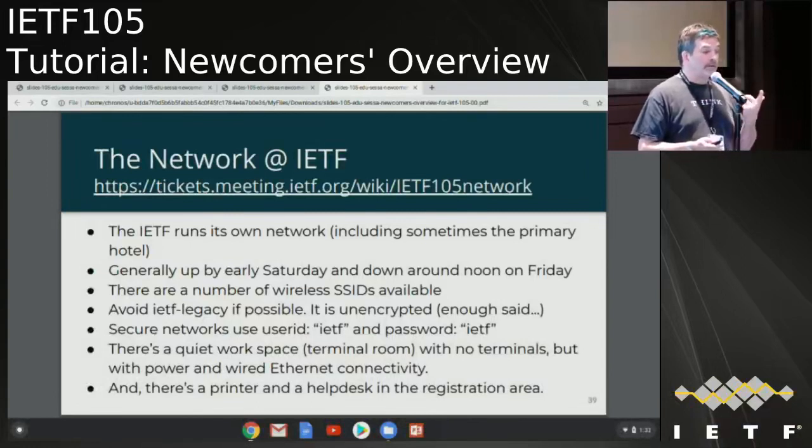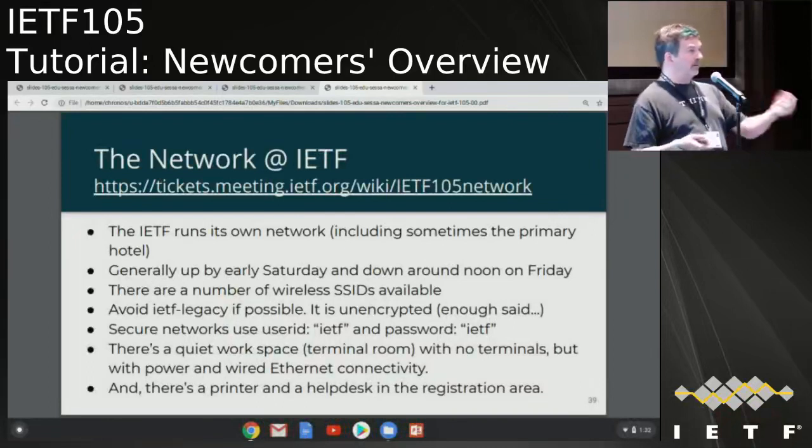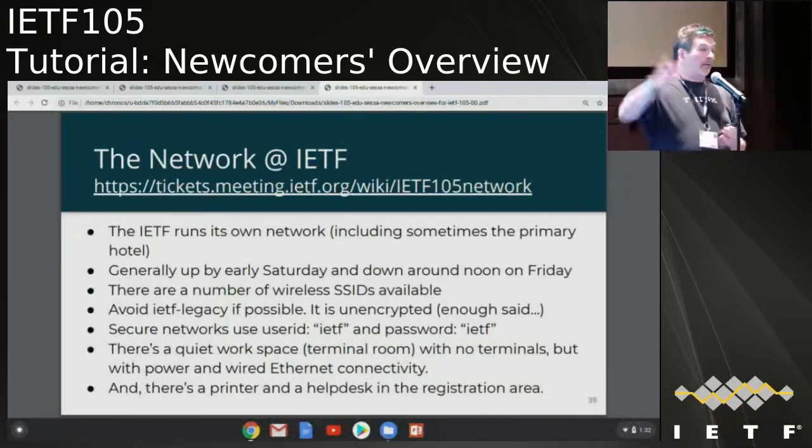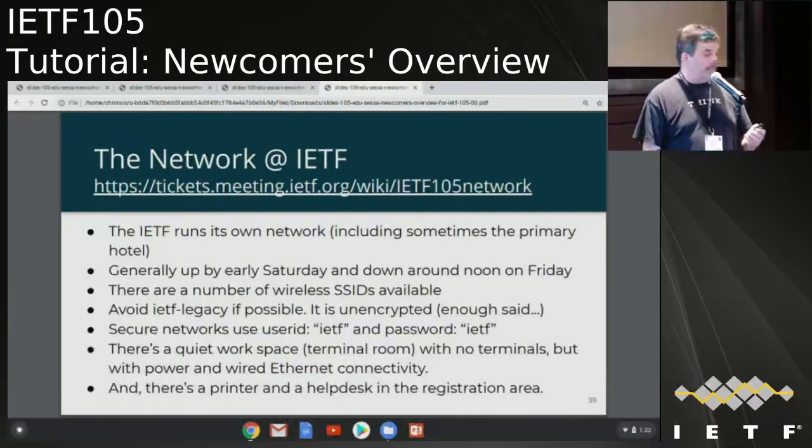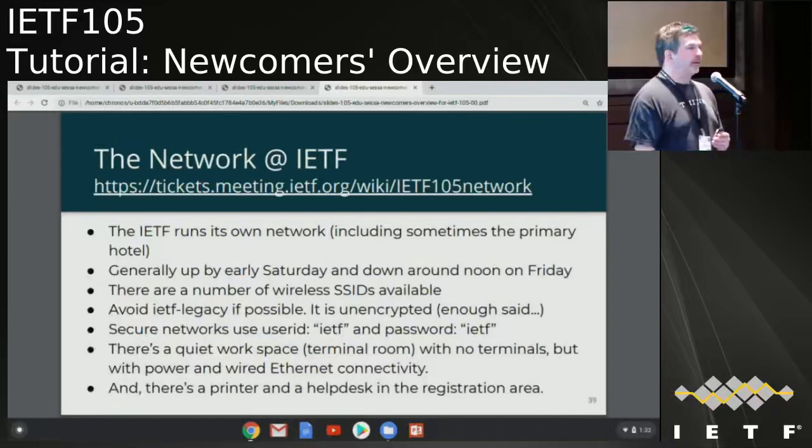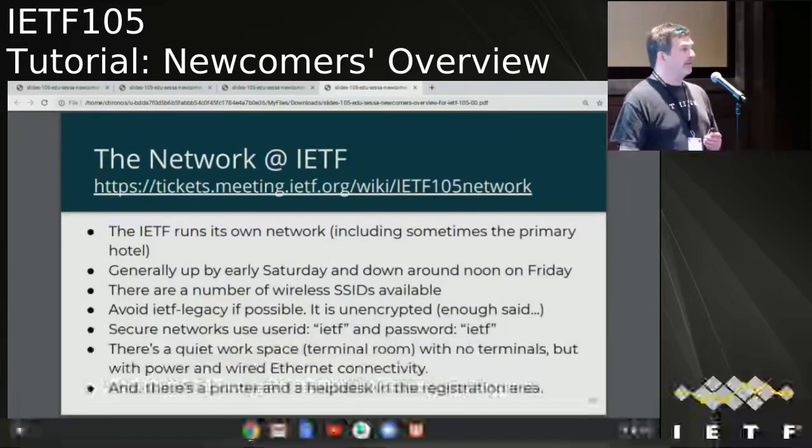There's a quiet space, there's a terminal room. It doesn't have terminals anymore. It just has wired power cords and wired Ethernet. There's a printer if you need to print your boarding pass or a last minute document. It's now out by the registration area, and there's a little sticky note on the printer that says how to access it. The help desk is also out in the registration area.